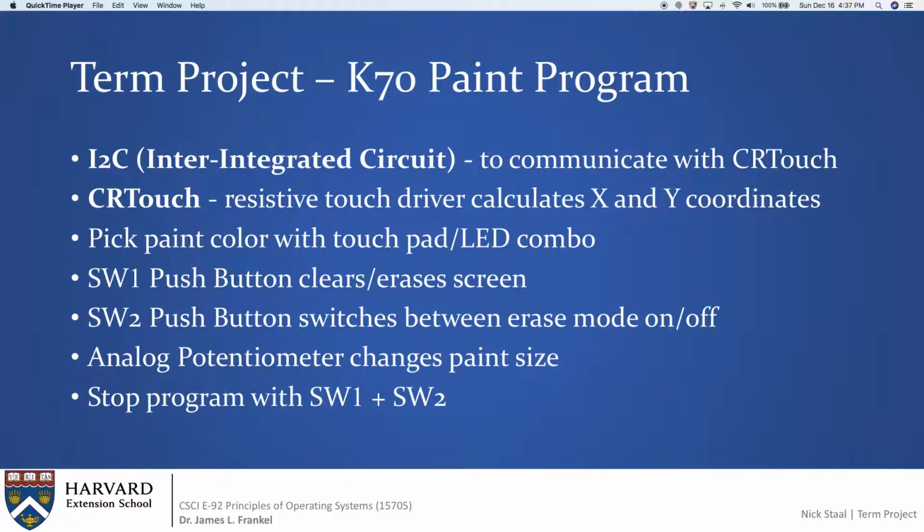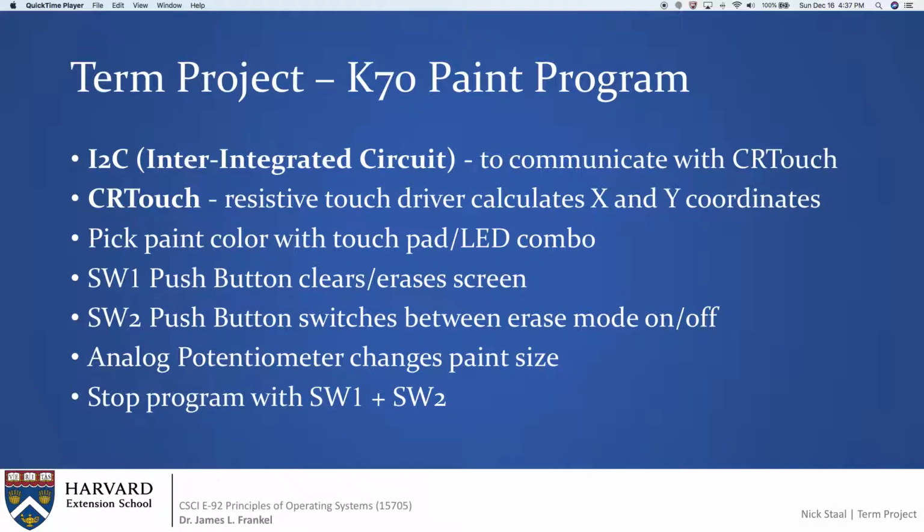The features of this program for the user to interact with are listed here. You can pick the paint color with the capacitive touchpad and LED combo, that would be the orange, green, yellow, and blue lights. For erasing and cleaning the entire screen, you could use the first push button. To switch eraser mode on and off, you could use the second push button.